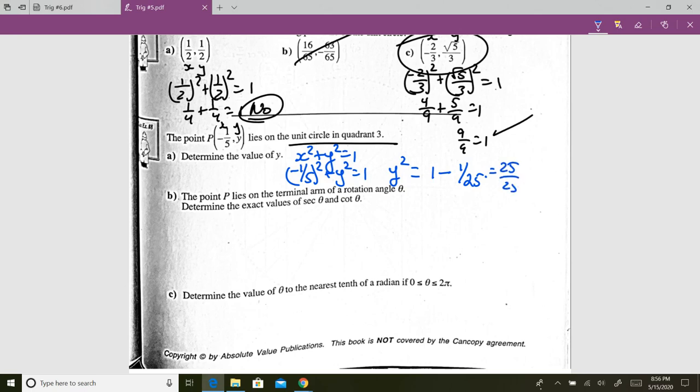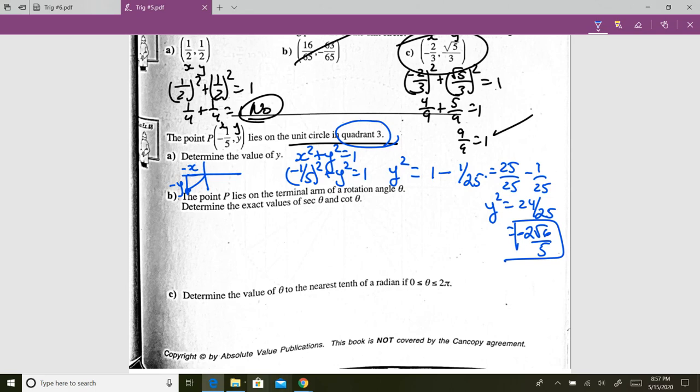24 over 25. All right. Oh, that's y squared, sorry. So then if you square root it and reduce it, I don't know what the decimal is, but you're going to get 2 root 6 over 5. Okay? Here's the thing. You're in quadrant 3. So what does y have to be? You've got to think about it a little bit. For here, my x was negative, but because we went down, my y has to be negative. So this has to be negative because quadrant 3. Okay?